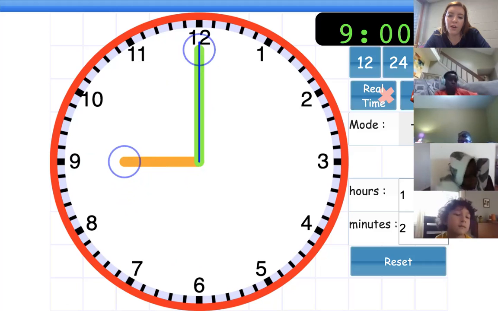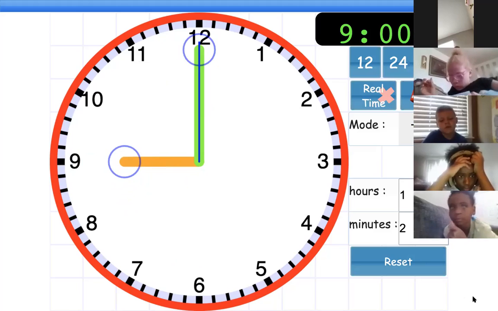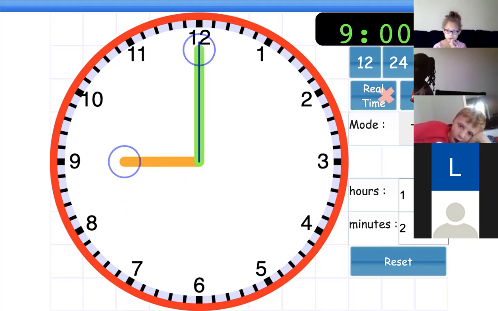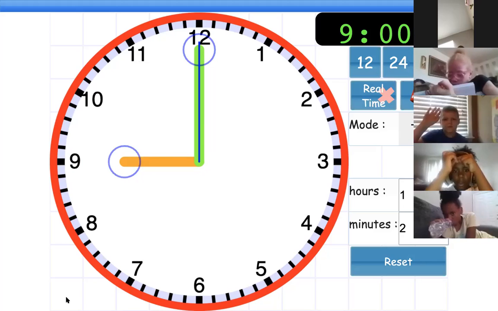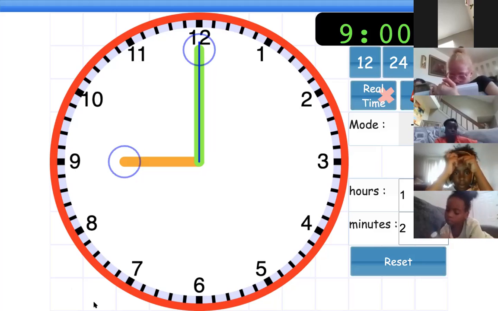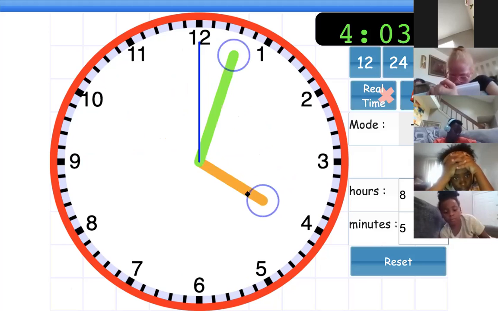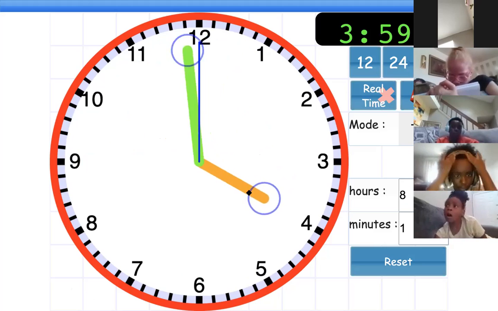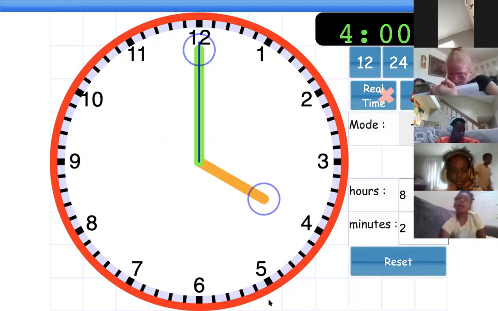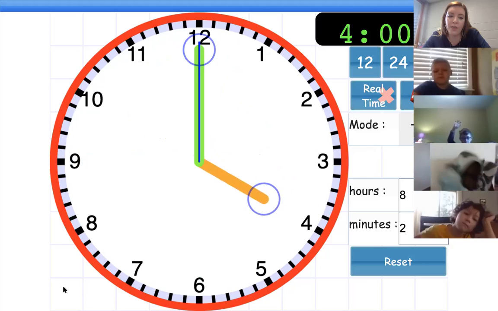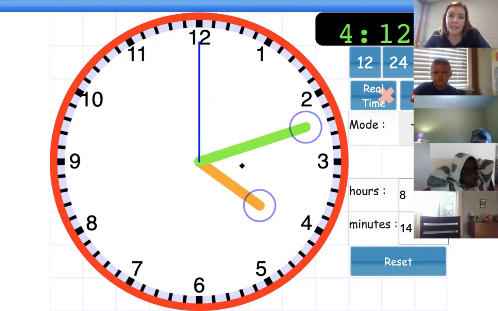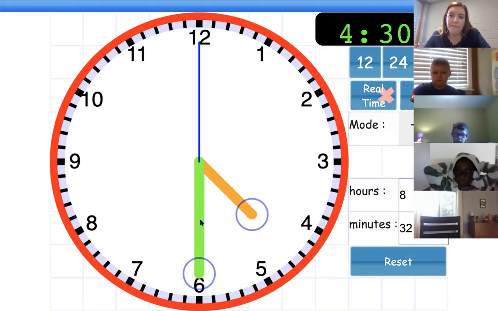All right, let's do 4:30. Where would my hour hand be for 4:30? Paxton? At the 4. So I'm going to go ahead and move my hour hand to the 4. And then where would my minute hand be for 4:30? Gabe, go ahead. 6. It would be down at the 6. Nice job.